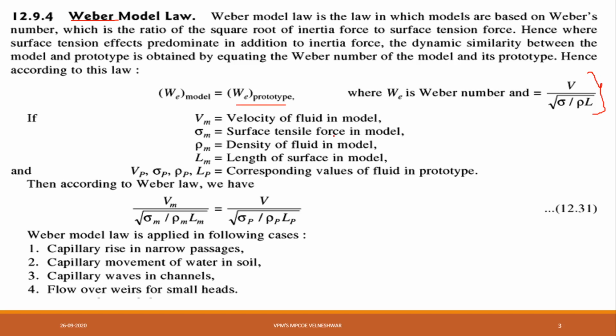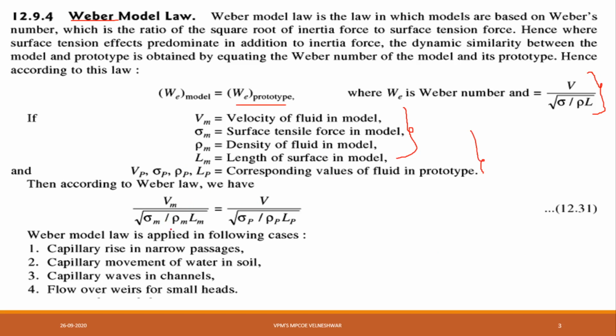So here Vm, sigma m, rho m, Lm we have seen. Now Vp, sigma p, rho p, Lp are all corresponding to the prototype, same as before. Then according to Weber's law, the model is equal to the prototype.